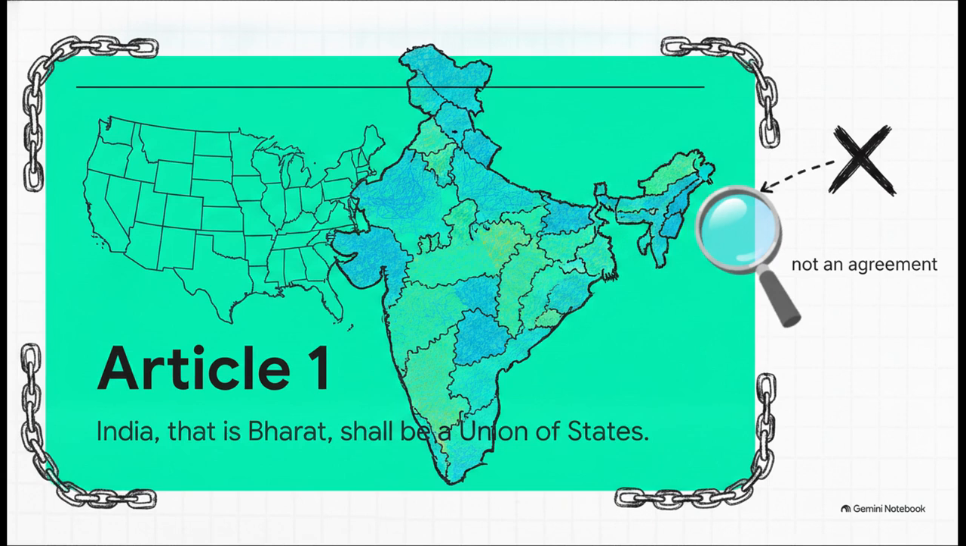Now, what does that actually mean in practice? Well, unlike the American Federation, which was essentially born out of an agreement among existing states, the Indian Federation is fundamentally different. The states have absolutely no right to secede. This makes India an indestructible union, but one that is entirely composed of destructible, changeable states. So the union itself is permanent, right? But those lines inside it, they're completely flexible.